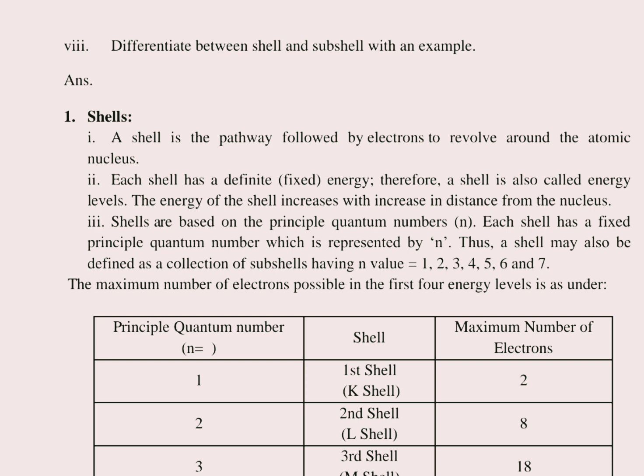And shell is a particular pathway on which the electrons revolve. This is how you define it. They always have their fixed energy, they always have whole number values, and that is based on the principal quantum number, and they all have fixed quantum numbers like 1, 2, 3, 4, 5. It couldn't be like 1.2 or 1.3, not any decimal values here.